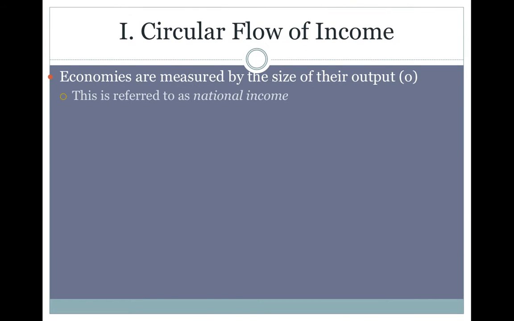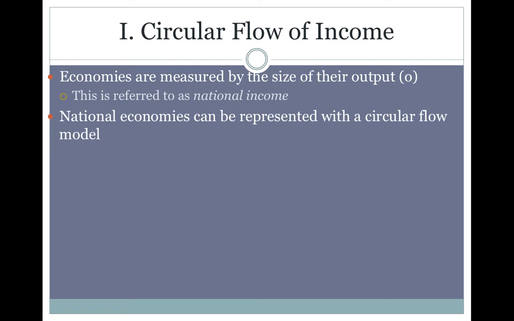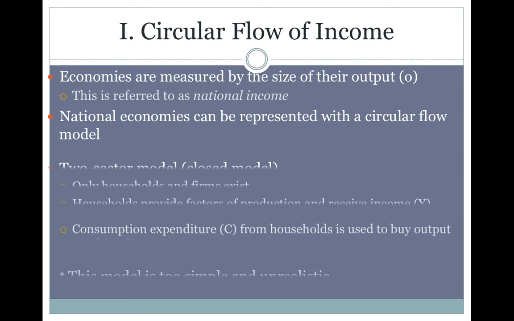So basically, as we said with GDP, when we measure GDP, we're measuring the final value of all goods and services. We're measuring the final value of output. This is our national income. So we measure that to calculate it. We can take that idea of output and put it into what's called a circular flow model. It's showing the output, how that flows in an economy.